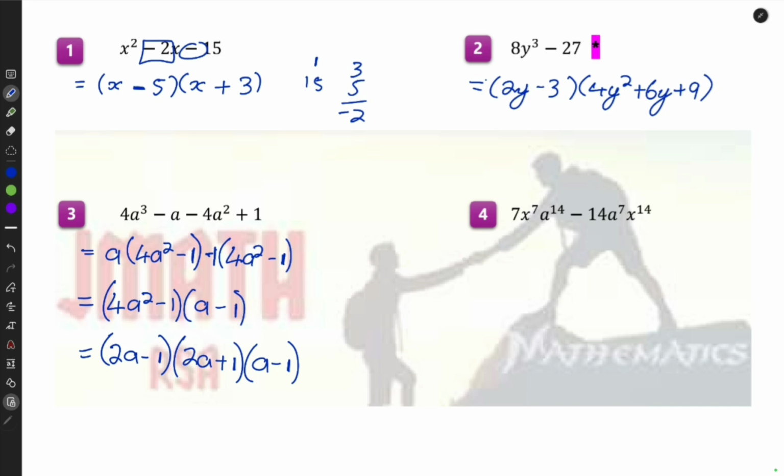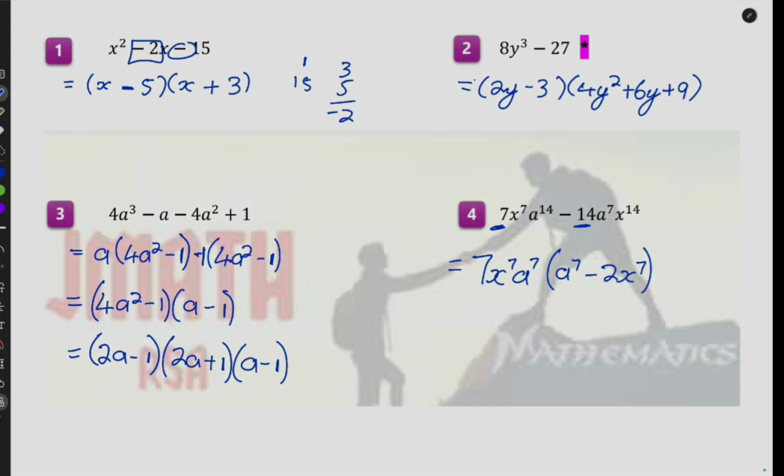Question 4. I can see there are 2 terms, but it's not difference of squares because 7 and 14 are definitely not square numbers, and the exponents are not all even. So it's not difference of squares or cubes. So in this case, I just need to take out a common factor. 7 goes into 7 and 14, so I know it's a 7, and then the smallest x would be to the power 7, and the smallest a would be to the power 7. So what remains would then be a^7 minus 2x^7, and that is the final answer.